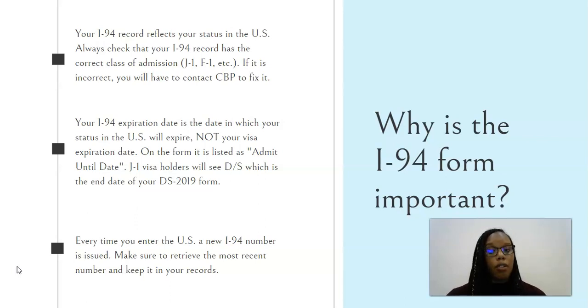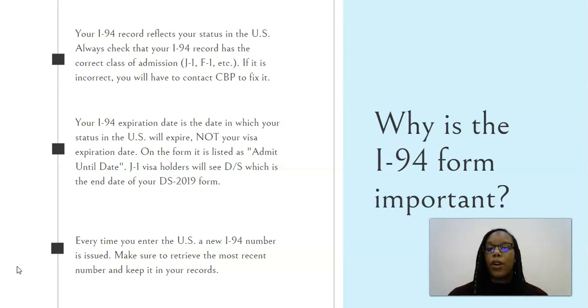If it is incorrect, you will have to contact CBP, Customs and Border Protection, to fix it. You can do this by calling them. Sometimes they'll be able to do it over the phone. If not, you will have to go to either a port of entry or a deferred inspection site with your correct document so that they can enter your status correctly.